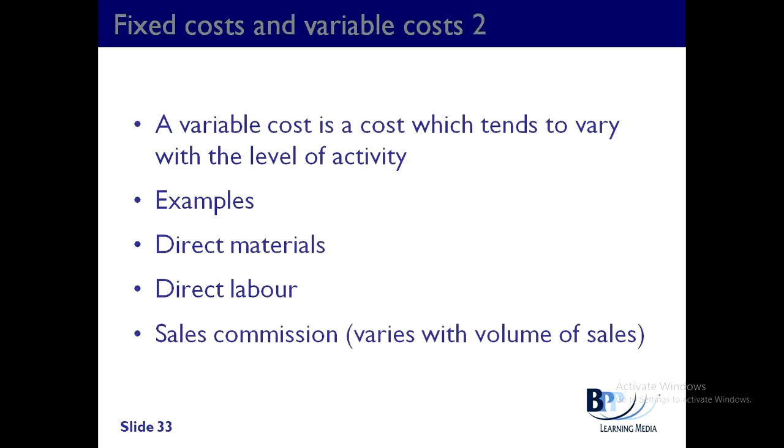What about the variable cost? A variable cost is a cost which tends to vary with the levels of activity. So the cost here changes with the changes in activity levels. If you produce more, the cost tends to go higher. If you produce less, the cost is less. Examples of variable costs could be material costs, direct material cost, because the amount of material you're going to use depends on the number of units you are producing.